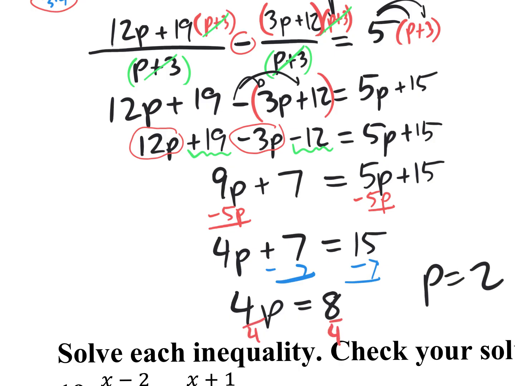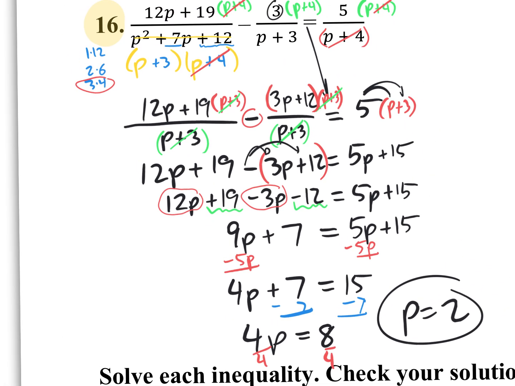p equals 2. Just make sure that it won't cause the denominator to become 0. If you plug in a 2 right there and a 2 right there, there's no way that's going to become 0. Plug in a 2 right there, that's 5, that's not 0. Plug in a 2 right there, it's not 0. So this is your answer, p equals 2.